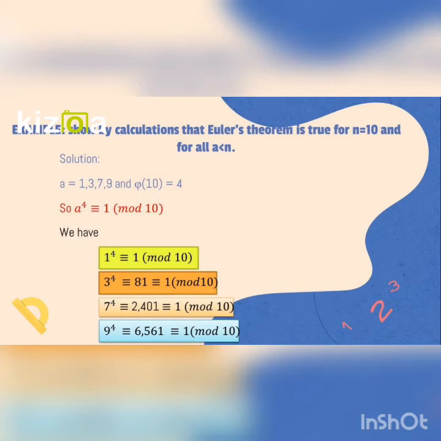Now, we have 1 raised to 4 is equivalent to 1 mod 10. 3 raised to 4 is equal to 81, which is equivalent to 1 mod 10. 7 raised to 4 is equal to 2401, which is equivalent to 1 mod 10. 9 raised to 4 is equal to 6561, which is equivalent to 1 mod 10.